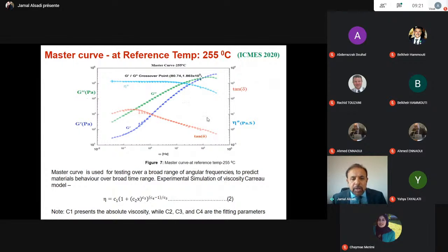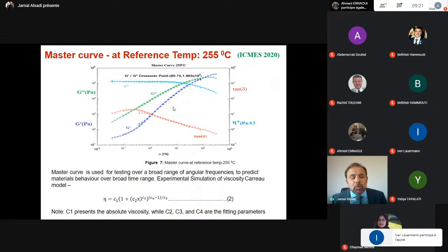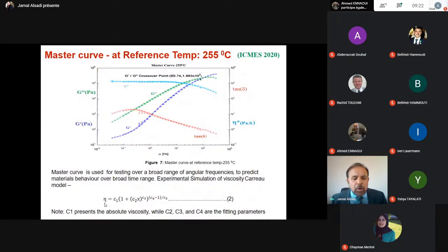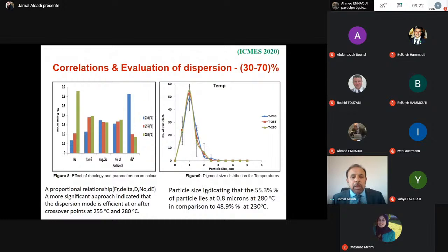What is the master curve? It is basically a test over a broad range of angular frequency, used to predict the material behavior over a broad time. So we also simulate the viscosity model for all these 3 temperatures, and for the master curve we get this viscosity formula, which is called the Cario model, with fitting parameters C1, C2, C3.